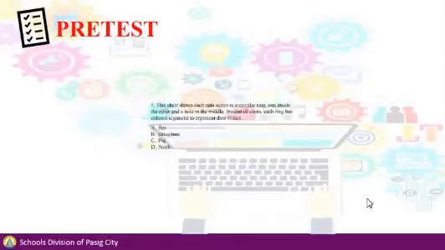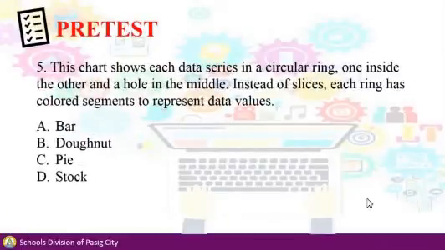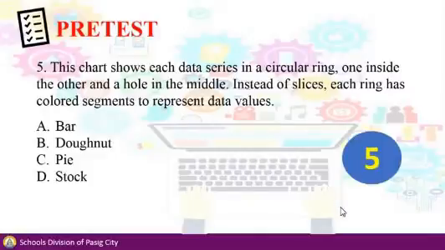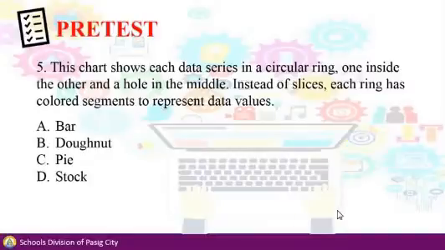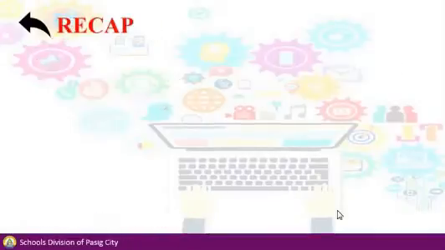Let's have the last one, number 5. This chart shows each data series in a circular ring, one inside the other, and a hole in the middle. Instead of slices, each ring has colored segments to represent data values. Letter A, bar, letter B, donut, letter C, pie, letter D, stack. The answer is letter B.